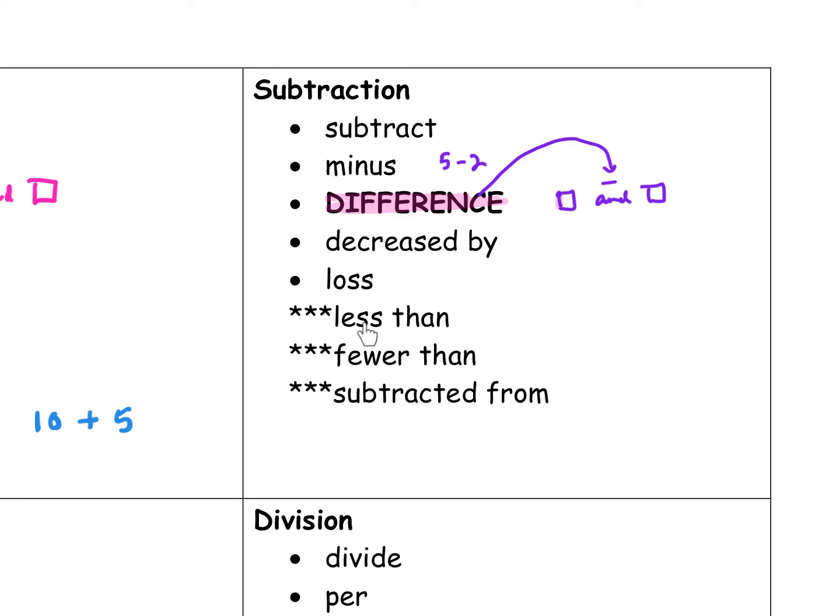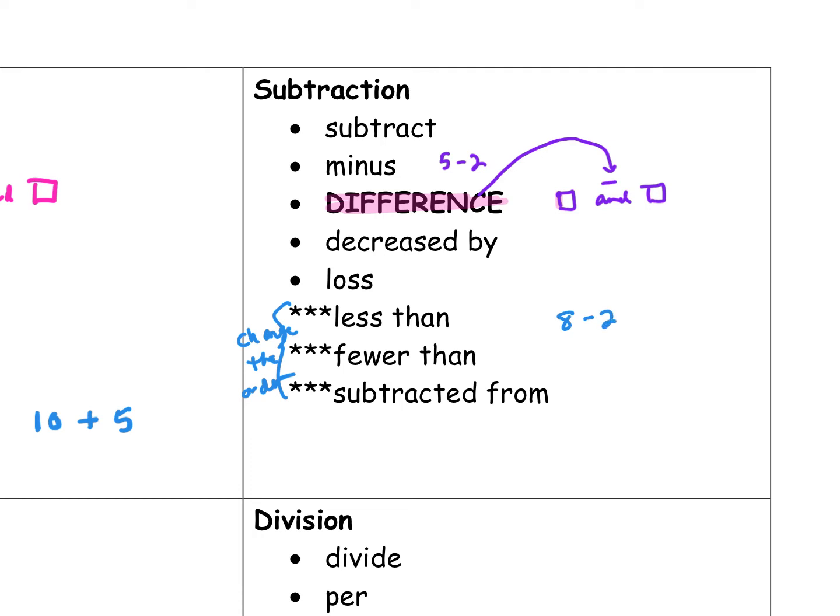And just like addition, when we say less than, fewer than, or subtracted from, these words change the order that the phrase is given. So if we're given the phrase 2 fewer than 8, even though I said 2 first, I would write 8 and subtract 2. So 2 fewer than 8 means I'm taking 8 minus 2.